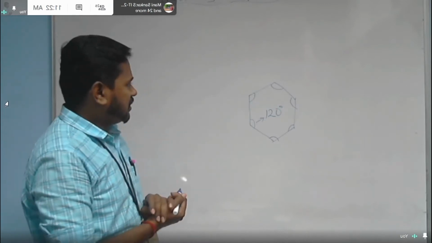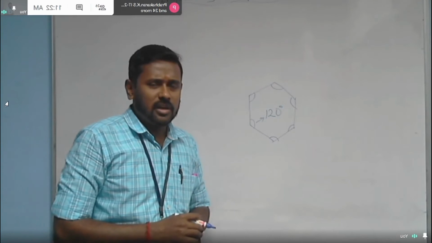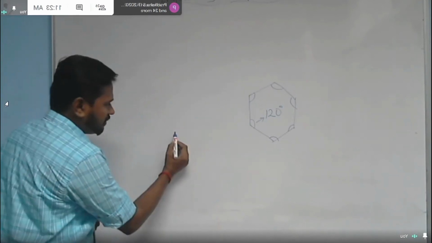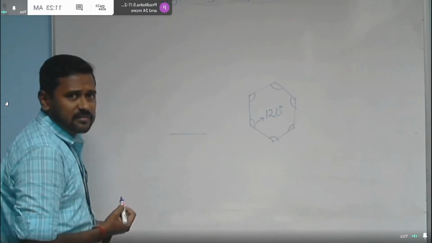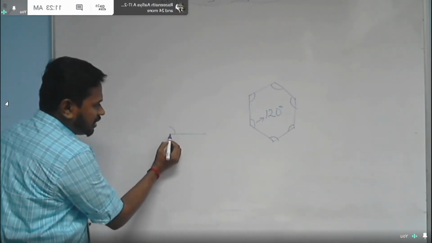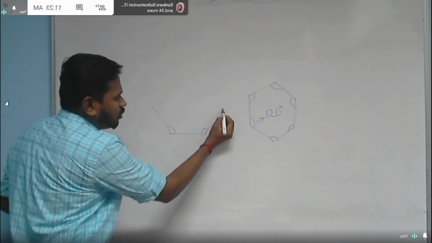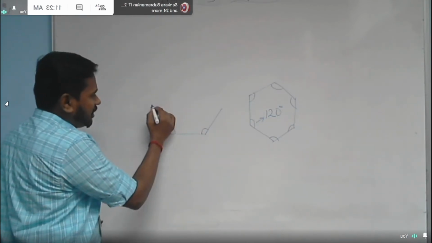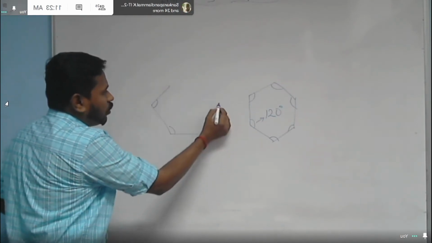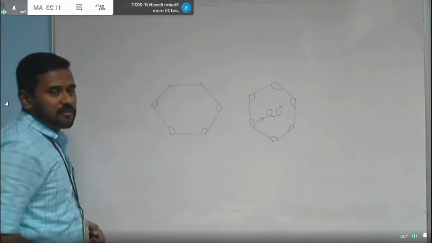Drawing a hexagon is also very simple, like the pentagon. By using the included angle method, you can complete the drawing of the hexagon. First draw a side with the length of the hexagon, and from one end take 120 degrees, and from the other end also take 120 degrees, and again 120 degrees, and then you can join and complete the drawing of the hexagon.